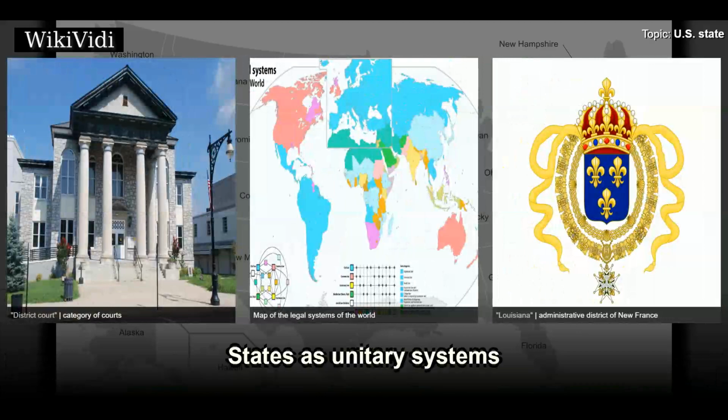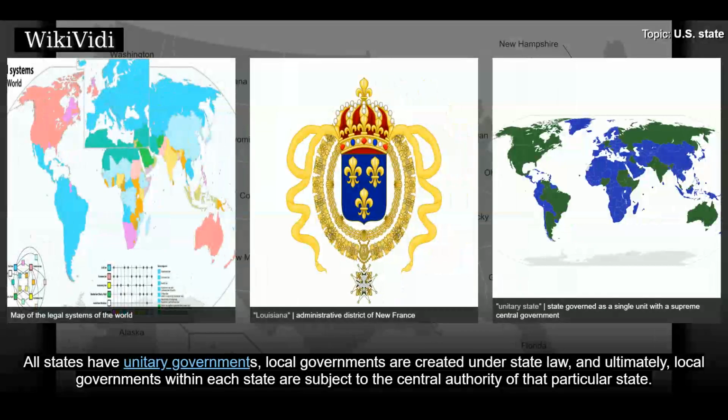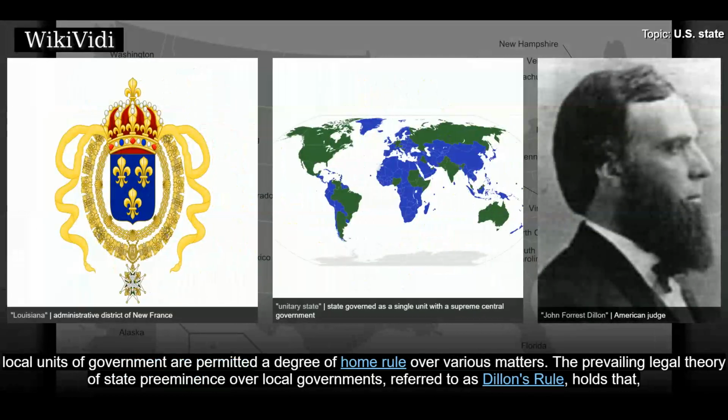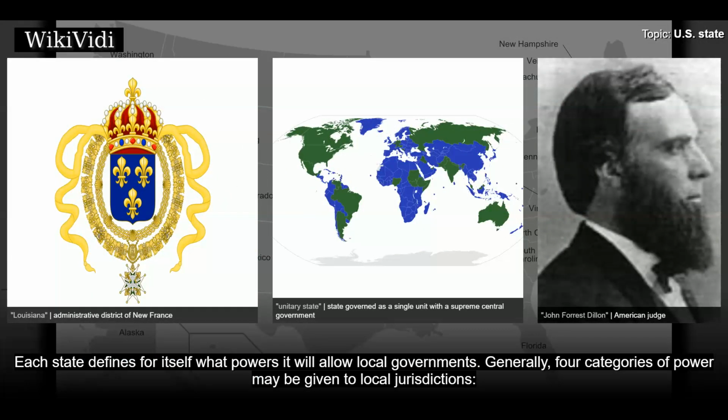States as unitary systems. All states have unitary governments. Local governments are created under state law, and ultimately, local governments within each state are subject to the central authority of that particular state. State governments commonly delegate some authority to local units and channel policy decisions down to them for implementation. In a few states, local units of government are permitted a degree of home rule over various matters. The prevailing legal theory of state preeminence over local governments, referred to as Dillon's rule, holds that each state defines for itself what powers it will allow local governments.